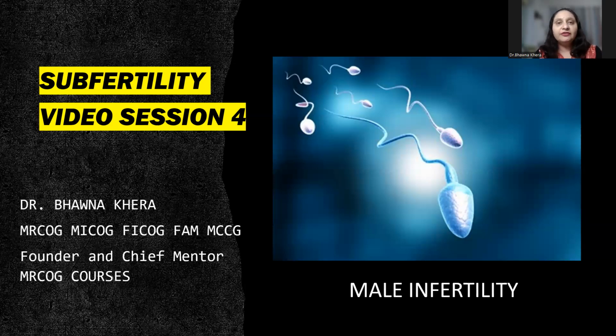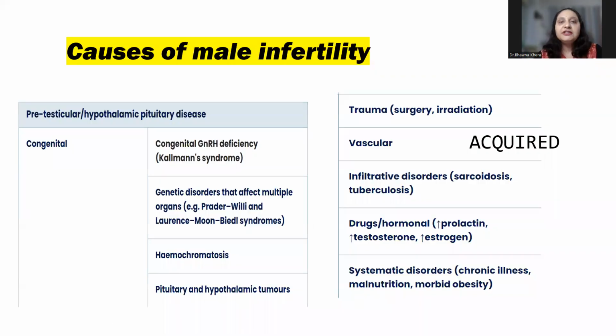Okay, so male infertility is a very important topic. So let's start how we have to go about it. First I'll start with the causes of male infertility, followed by how to evaluate what the cause is, and then what treatment options we have. So we'll start with causes, then evaluation, and then treatment options.